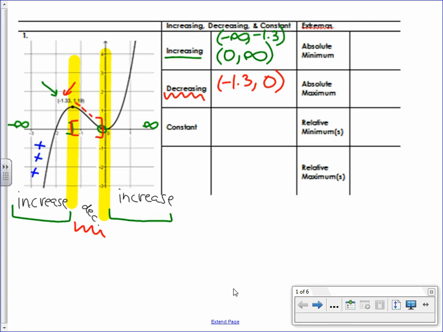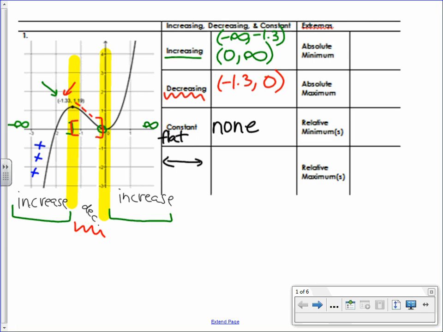Now where it says, where is it constant, we're talking about where is this graph flat, like horizontally flat, looking like a line like this. Well, this graph doesn't have any place at all where it's constant, so we would actually say that there is none. There are no intervals where it is constant.